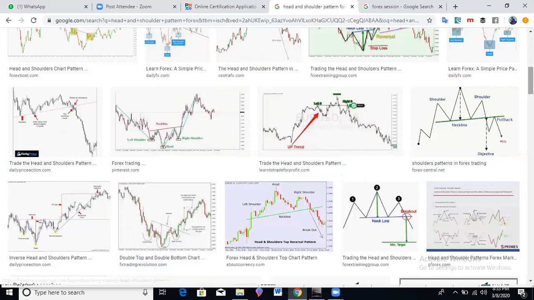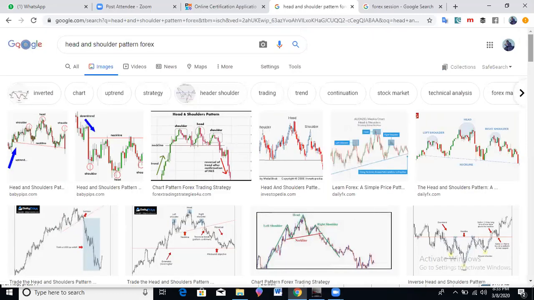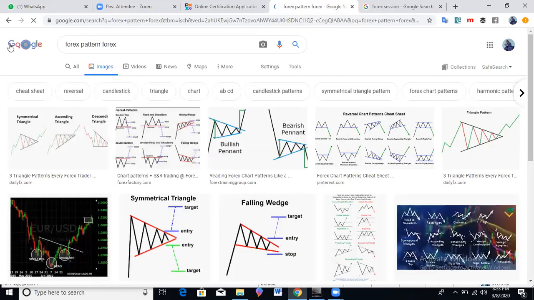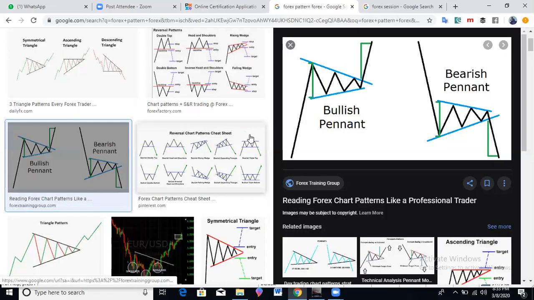Now I'm showing you on Google so that by the time we go into the chart, we'll just look at it together. So apart from head and shoulder, there are also other ones, but not so popular. So let me show you this. They call it bullish pennant, bearish pennant. Some call it bullish flag, bearish flag. But then let me tell you the rule behind this thing.